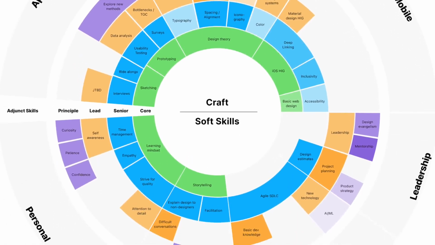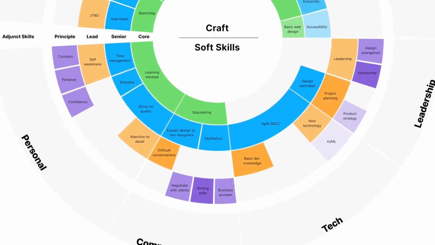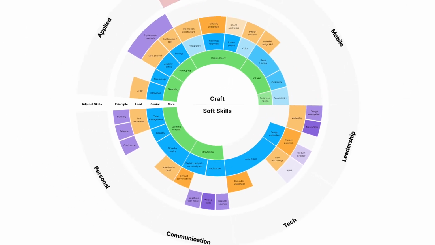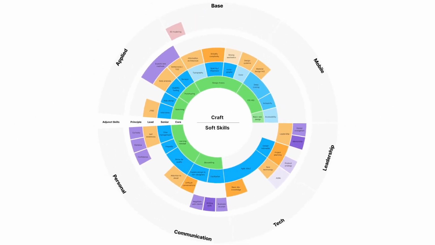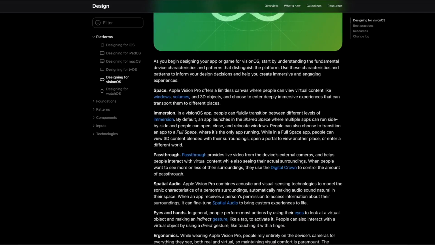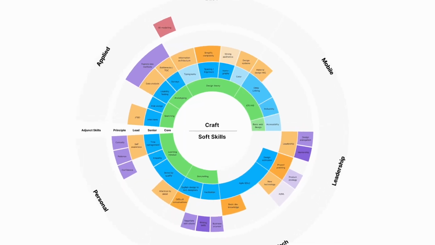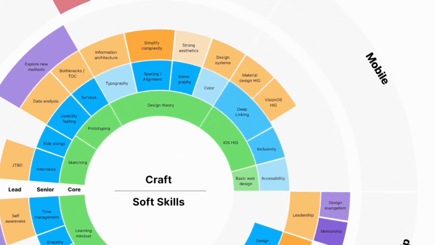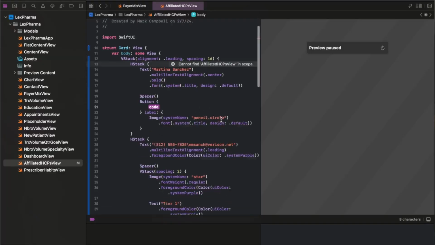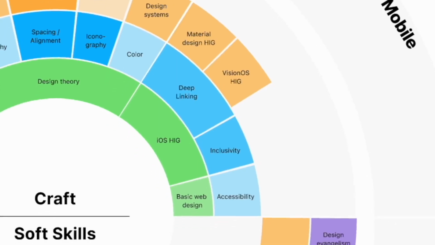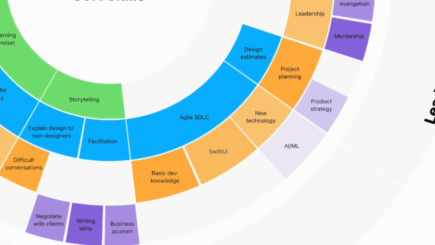Our skills matrix is custom designed for our designers and represents all the skills that they need to be effective as they progress through their career at Lextech. With this new workflow, first and foremost, designers need to understand the Vision OS human interface guidelines and designing for spatial interfaces. So we added a segment for that. SwiftUI knowledge is also necessary for this to work effectively, so we've added a segment for that as well.